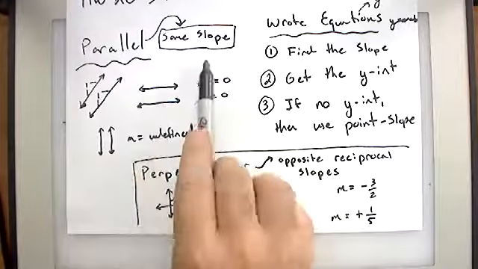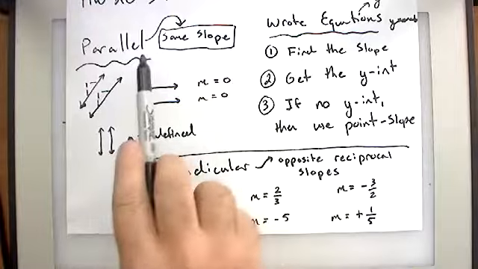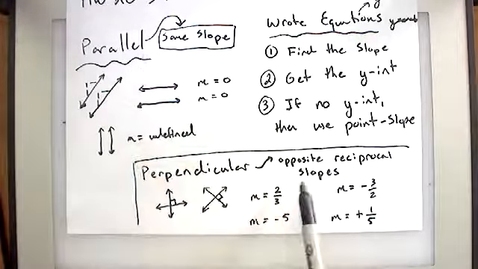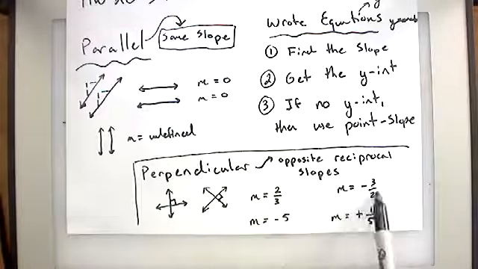Parallel lines mean the slope is the same, identical, whatever the slope of this line is, that's the slope of that line. So parallel are a little easier, I guess. Perpendicular lines, it's opposite reciprocal. You take the number, change the sign, and flip it.